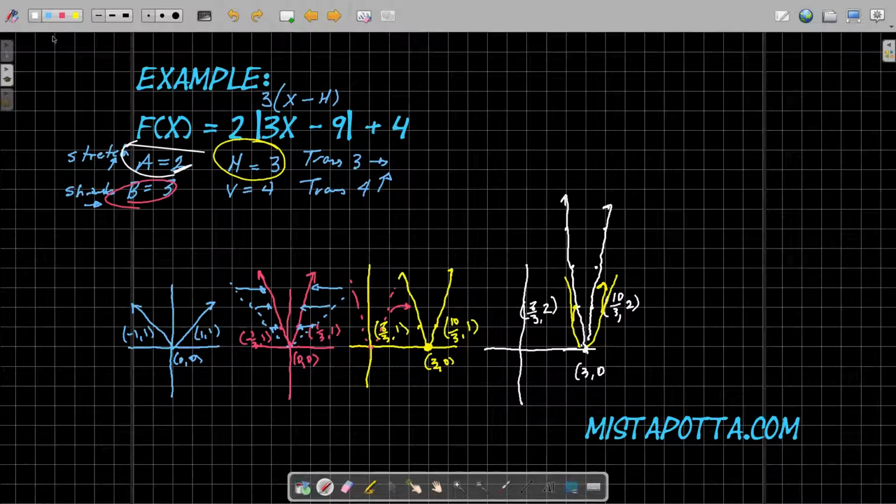Finally, the last thing that we need to do is translate this graph vertically 4 units, which means that my points are going to go up on their y-coordinate by 4 units. So 3, 0 is actually going to be the point 3, 4. And this is the corner. This point up here is going to be 10/3, 6, and the point 8/3, 6.